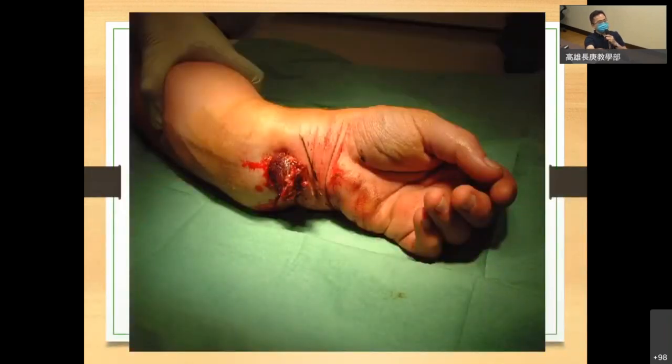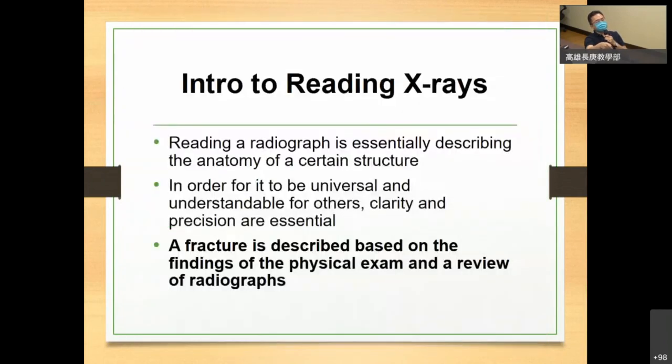Like this. This is the wrist, or this is the bone exposure. It is a wound with the bone exposure, so the broken bone. So the first time we can see, this is an open fracture. The open fracture may be the radius or maybe the ulna. But we should take an x-ray to know which bone is the open fracture.